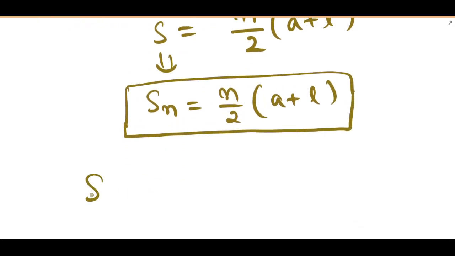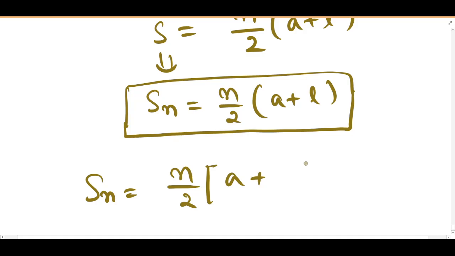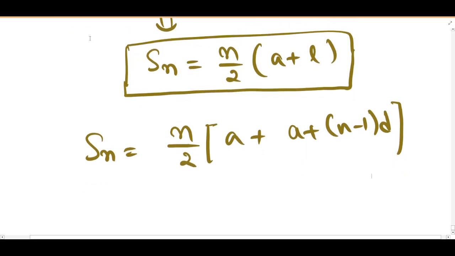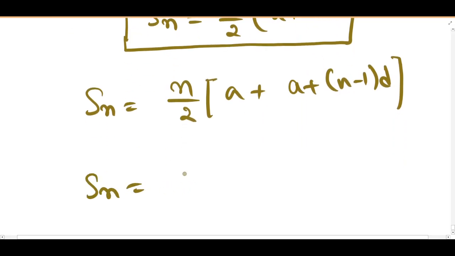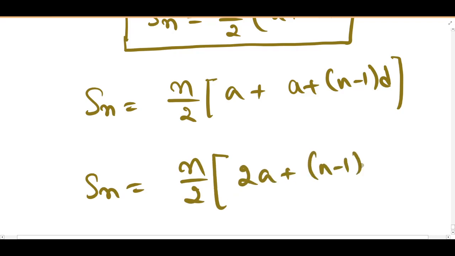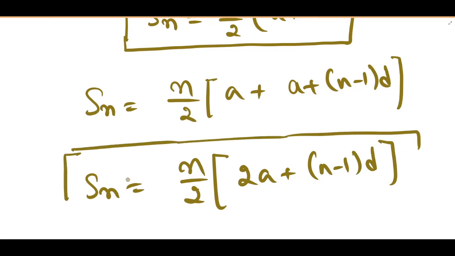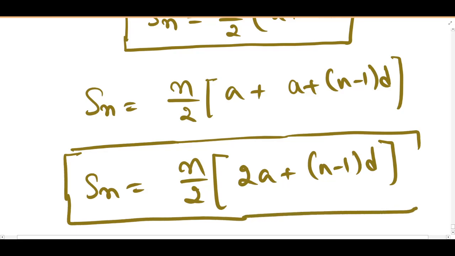We can also write this sum as n by 2 if we substitute the last term. The last term is a plus (n minus 1)d. So we get Sn is equal to n by 2 times (2a plus (n minus 1)d). So this is another way of writing the sum of a sequence of arithmetic progression. So this is about the sum of an AP.